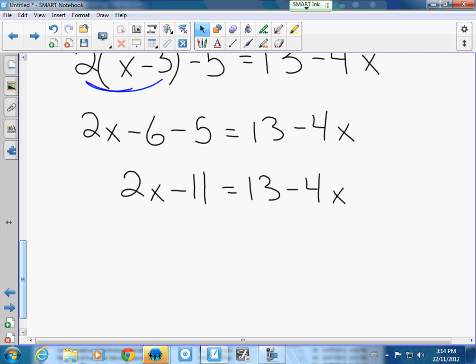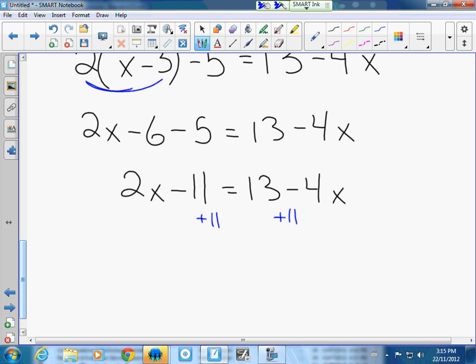Okay, so what did you guys move first? Tell me what you moved first. Did you move the 11? The -11, right? Okay, guys, how do you move the -11? Add 11. If you add 11 to the left, what do you do to the right? Add 11.